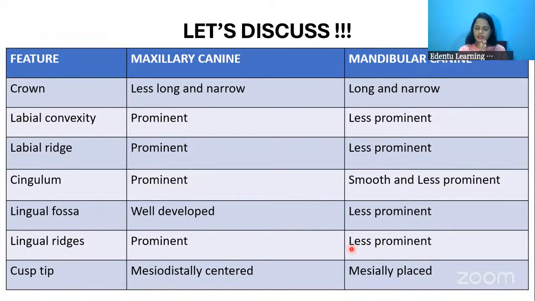The cusp tip of the maxillary canines will be in the center, mesiodistally. Whereas in the mandibular canines, the cusp tip will usually be a little bit mesially placed, towards the mesial side. Those are the main differences between the maxillary and the mandibular canines.